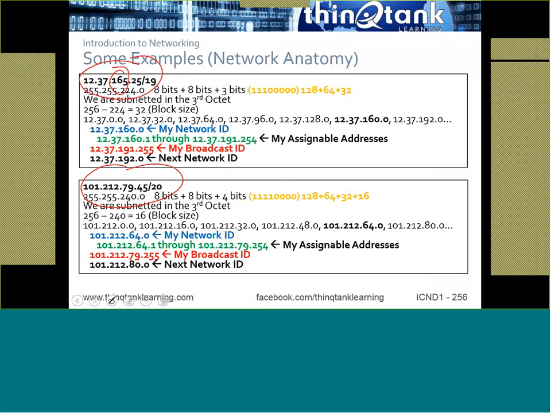Here I've got a /20, which is 4 bits in the third octet. 4 bits in the third octet means 240. 240 is a block of 16. Again, closest thing to 79 divisible by 16 is 64. Okay?